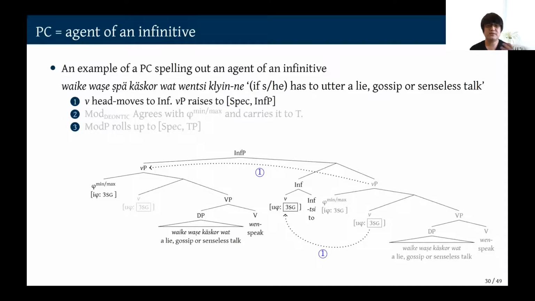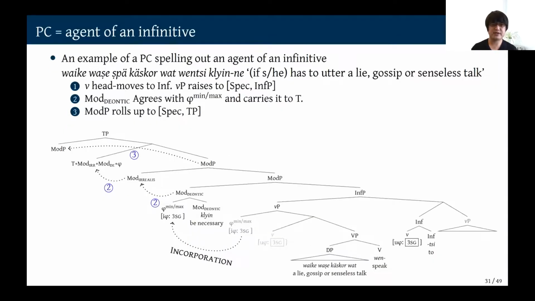The structure of this sentence is illustrated here. First, we have small v head moves to the infinitive head, and then small vP raises to the spec position of this infinitive projection. And then we have external merge of a modal head, which has unvalued phi features, agrees with phi, and carries it to the T position. As a result, we have a verbal complex in T, and finally ModalP rolls up to spec TP.